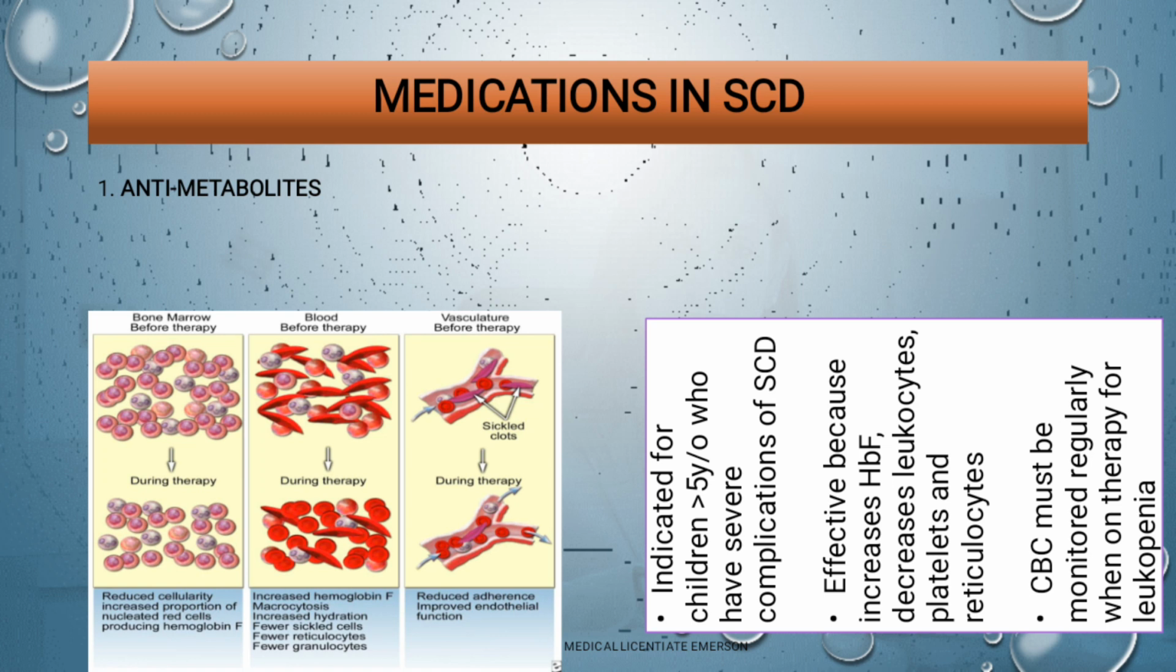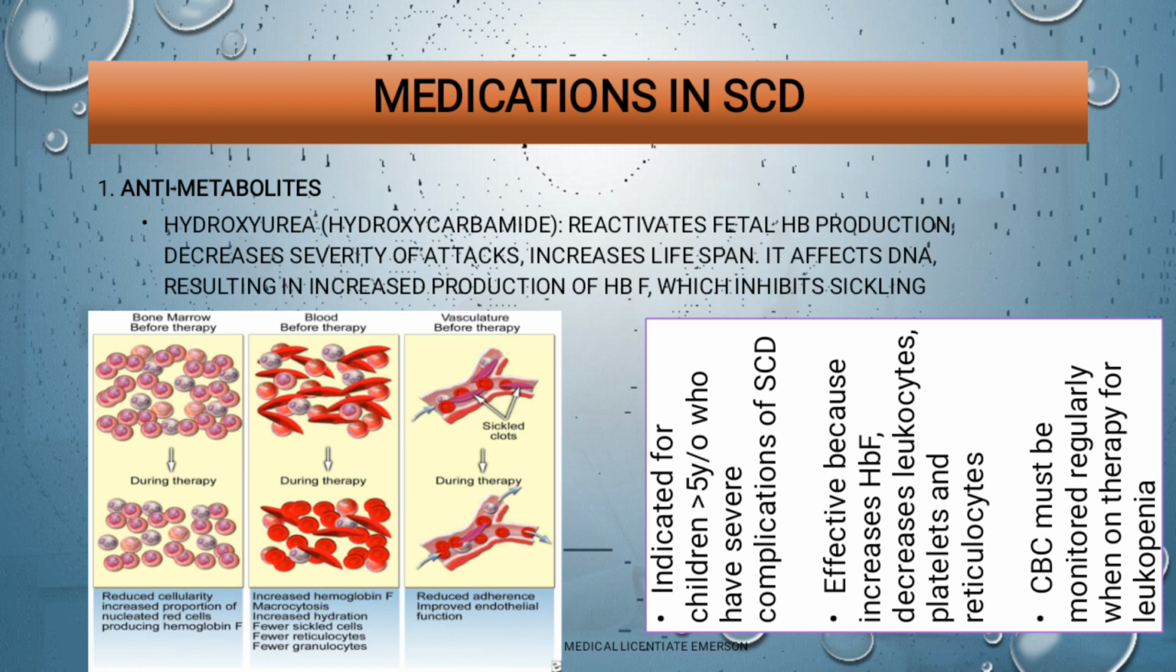Then in terms of medication used in sickle cell, we have antimetabolites such as hydroxyurea or hydroxycarbamide, which reactivates the fetal hemoglobin production and decreases the severity of attacks, increases the lifespan, and it affects the DNA, resulting in increased production of HbF, which inhibits sickling. Okay, that's the thing about hydroxyurea. So it reactivates the fetal hemoglobin production. Okay, or hydroxycarbamide.